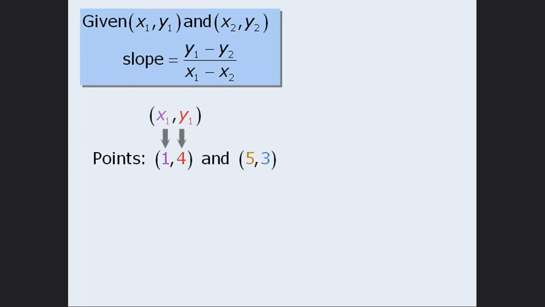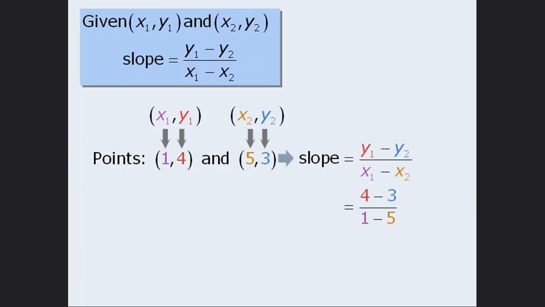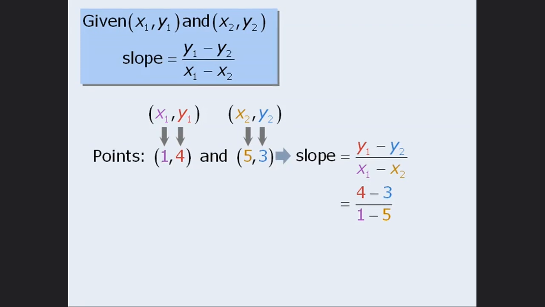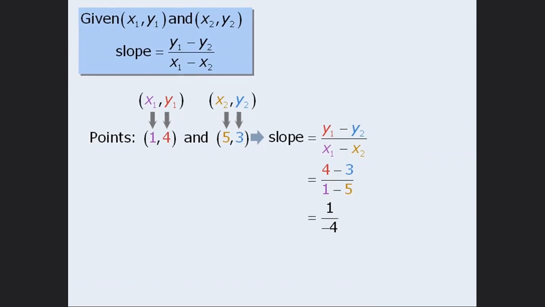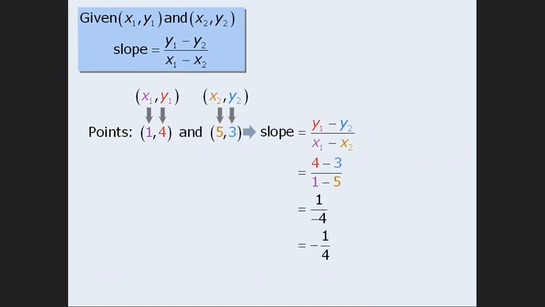So first we'll let coordinates (1, 4) be equal to x-coordinate 1 and y-coordinate 1. And then we'll let coordinates (5, 3) be equal to x-coordinate 2 and y-coordinate 2. From here we'll take the slope formula and plug in the corresponding values. When we simplify this, we get 1 over negative 4, which we can also write as negative 1/4.